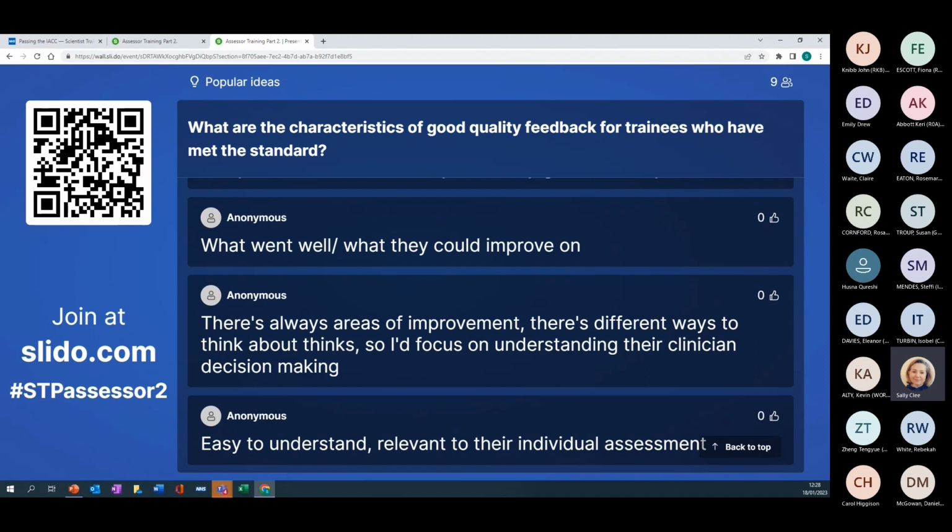Yeah, so there's always areas of improvement. There's different ways to think about things. So I'd focus on understanding their clinical decision making. Yeah, also I've seen it where, although they've passed, there might be an area that was not as strong as the other areas, and one that sticks out sometimes is leadership, because sometimes they don't always get the opportunities. They've demonstrated it enough to pass, but it might be something that they want to focus on more. It might be that their ambition is to be a training officer as well, to help in the future. So it might be that you give feedback on what they could do next in relation to that to develop it further.